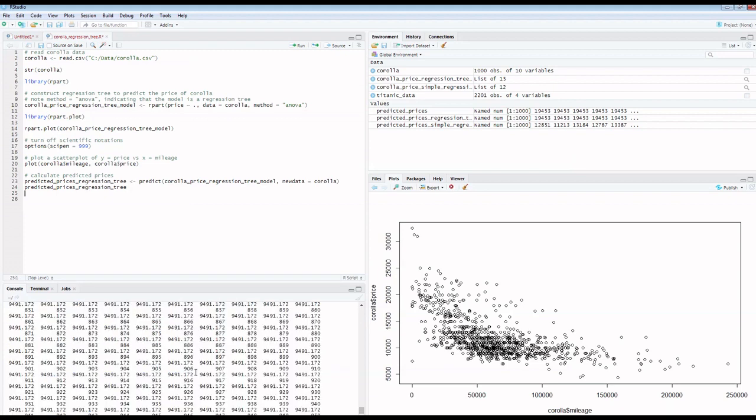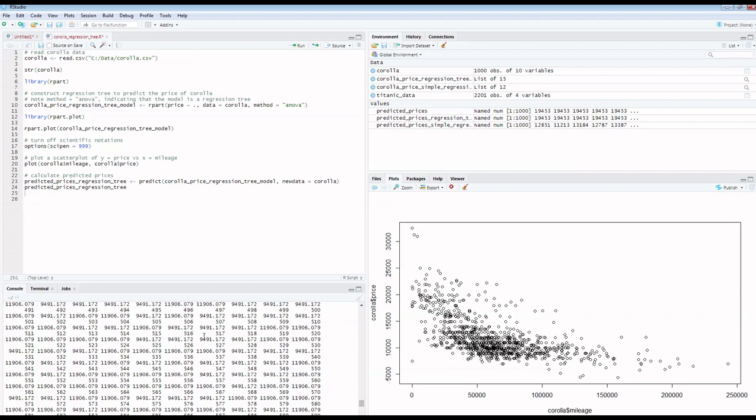Well, here are all of my predictions. Well, in fact, I can see that already. Car number 1,000, the predicted price for that car was $9,491, right? Okay, in fact, I can see that they're all the same at the very end of my data set. That's probably because they all belong to the same leaf of the tree.